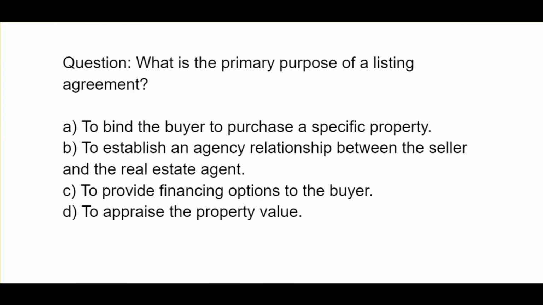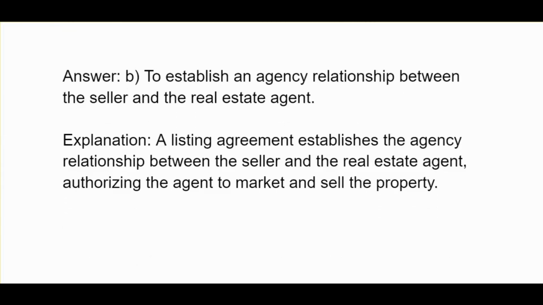What is the primary purpose of a listing agreement? A, to bind the buyer to purchase a specific property. B, to establish an agency relationship between the seller and real estate agents. C, to provide financing options to the buyer. D, to appraise the property value. B, to establish an agency relationship between the seller and the real estate agent. A listing agreement establishes the agency relationship between the seller and the real estate agent, authorizing the agent to market and sell the property.